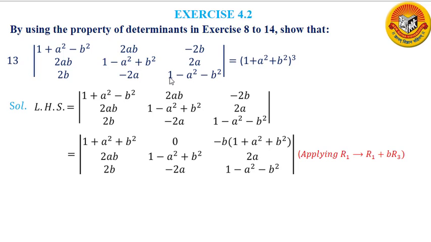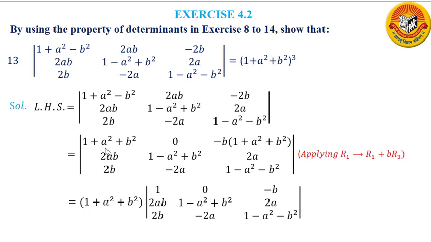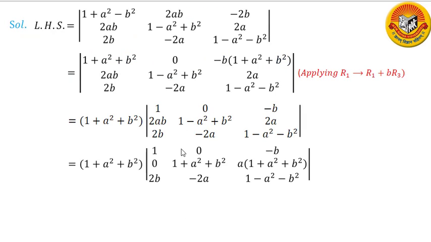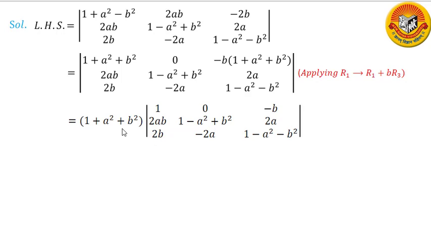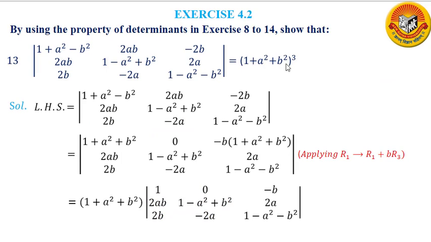Because you can see here, when I multiply by b it will become b, and I have to add, so minus 2b plus b will give me minus b. So if I take minus common, here I will get 1 only, right? So 1 plus a square plus b square is common, which I will take out. After taking it out, let us again see what we have to prove: 1 plus a square plus b square the whole cube.